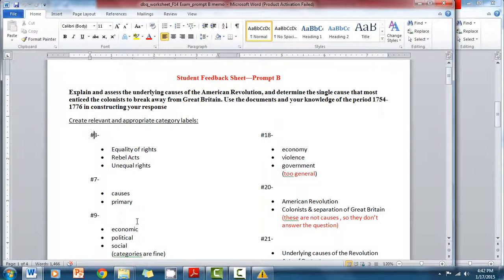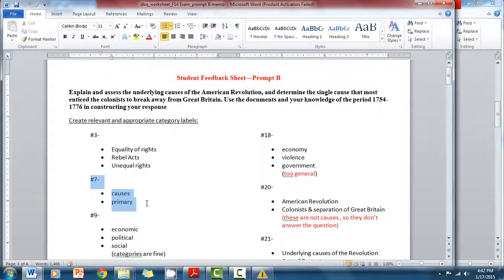And so here, student number 3, the category labels that they chose: equality of rights, rebel acts, and unequal rights. Now, equality of rights and unequal rights, I'm not sure exactly what you're trying to say here. These seem to be counterproductive and not different categories at all. So maybe one of the category labels could have been lack of rights, or the colonists feeling as if they were unequal. That would be fine. And then acts of rebellion maybe, or rebel acts. But I'm not really sure how equality of rights and unequal rights are two separate categories. So anyway, you would need to rethink the wording of this.